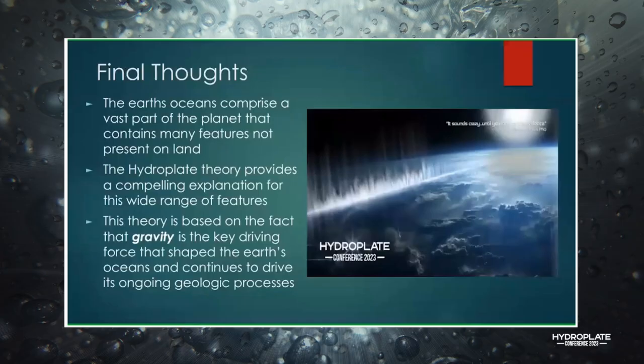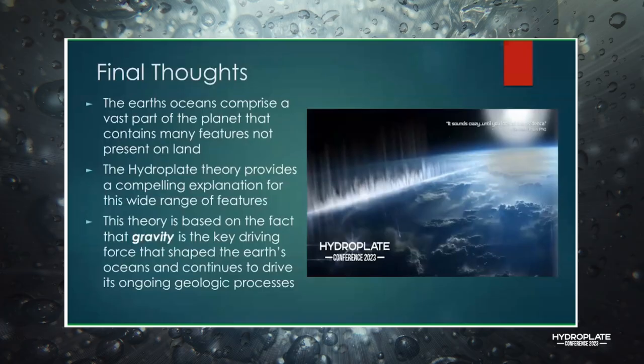And really, this is the last slide here, with my final thoughts. The Earth's oceans really are a vast part of the planet. We talked about almost three-quarters, and they have many features that are not present on the land: many sea mountains that are huge, ocean trenches that are deep, these mid-ocean ridges, basalt. It turns out there are large basalt formations on the continental plates on the surface in Africa and India and the United States, but the ones under the ocean are many times larger.